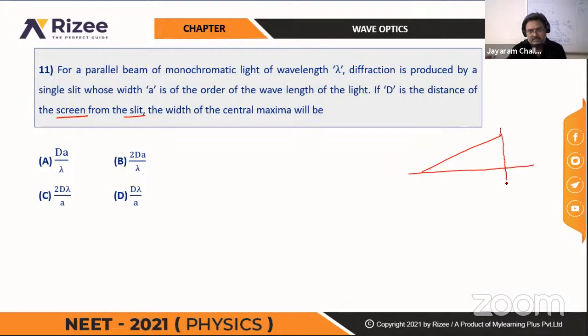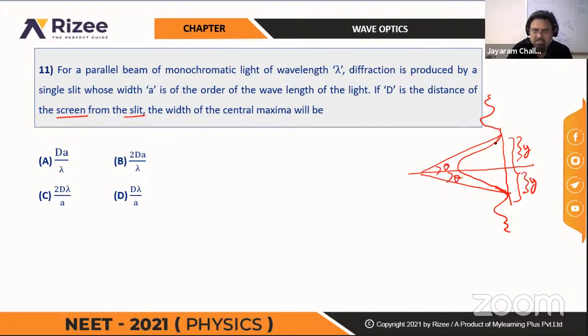If this is your screen, then the central maximum will be spread out like this. So if I draw a graph, it will be like this. Here it comes down to the minimum, and finally it will gradually decrease, and on this side also it will gradually decrease. This is your width of the central maximum. This is your y and this is also y, since this is theta and this is also theta. So he is asking the width between these two locations.